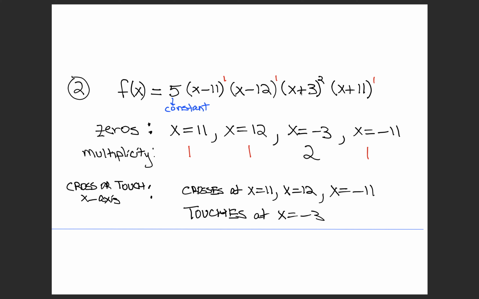Now for x plus 3, the corresponding zero is at x equals negative 3, and we have it raised to the second, so we have a multiplicity of 2. And for x plus 11, we have x equals negative 11, and that multiplicity is 1. So again, for the zeros of odd-numbered multiplicity, the graph crosses the x-axis. So we have crossing at x equals 11, x equals 12, and x equals negative 11. And since x equals negative 3 has an even-valued multiplicity, it is at x equals negative 3 that the graph is going to touch the x-axis.